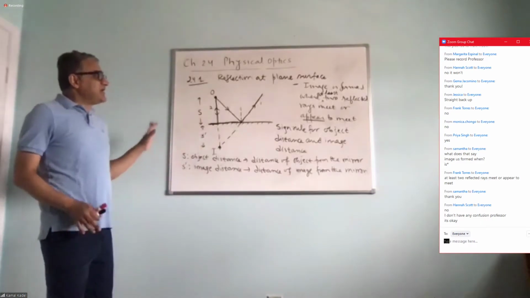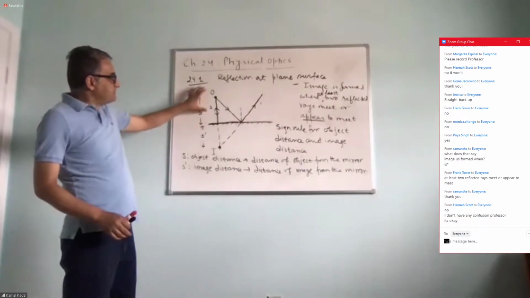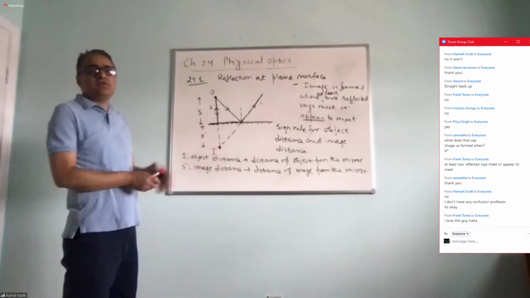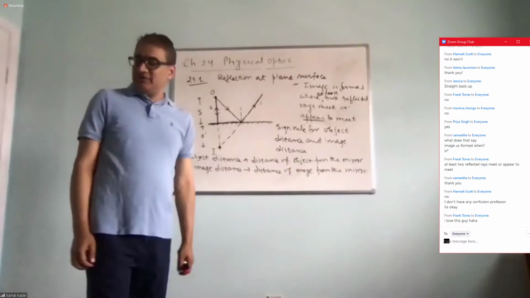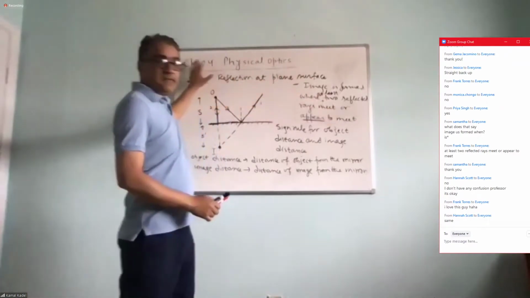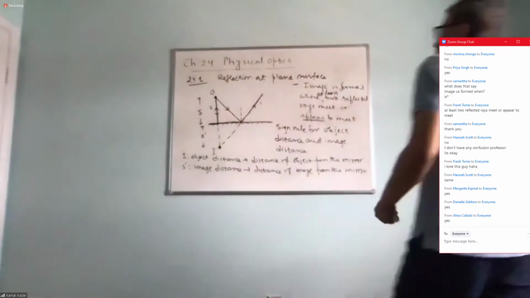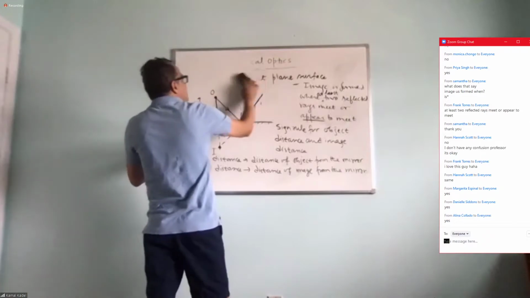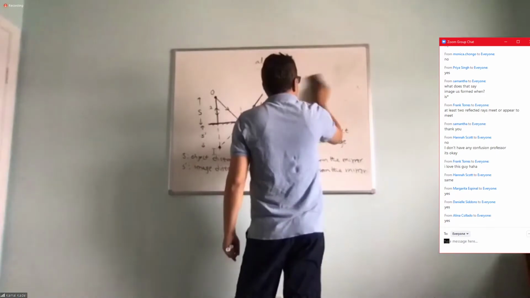So now look here, everyone. Now I write the rule here for you for object distance and image distance, and after that we can easily define what kind of images are real and what kind of images are virtual. Okay. So can I erase this part here? Good. Now I erase this part here. Now I write the sign rule for object distance and image distance.